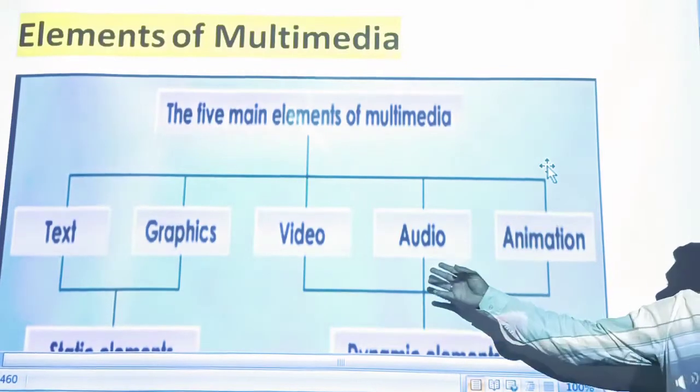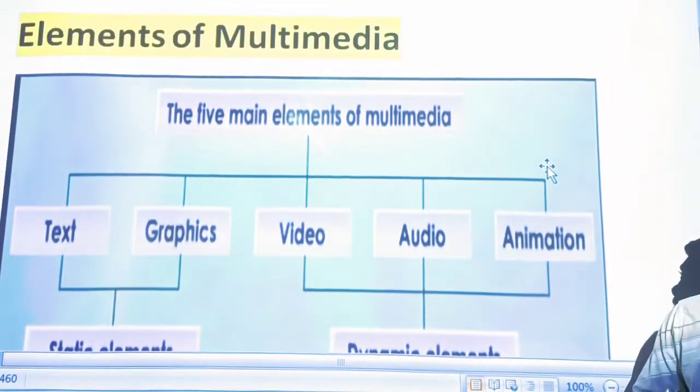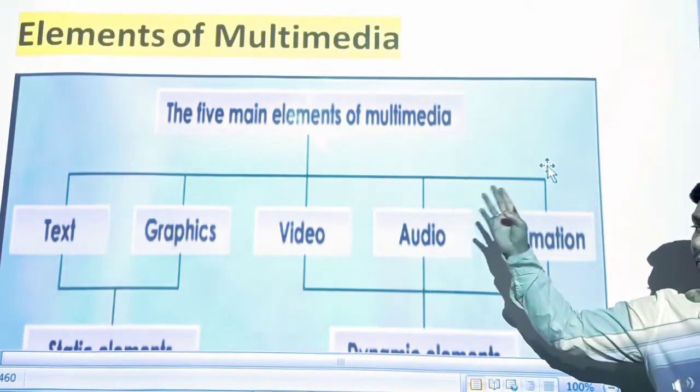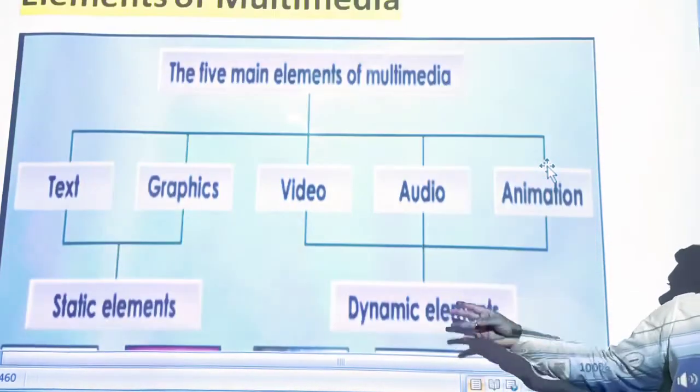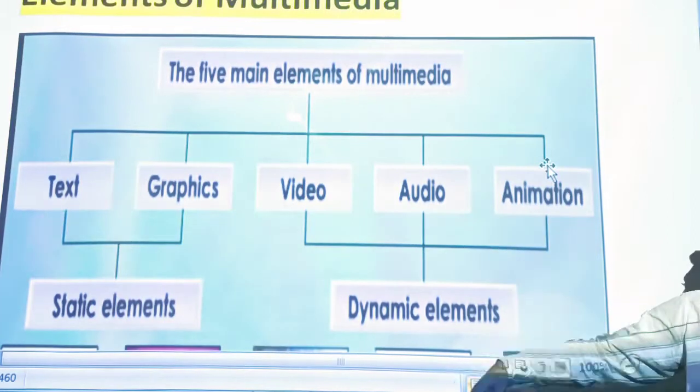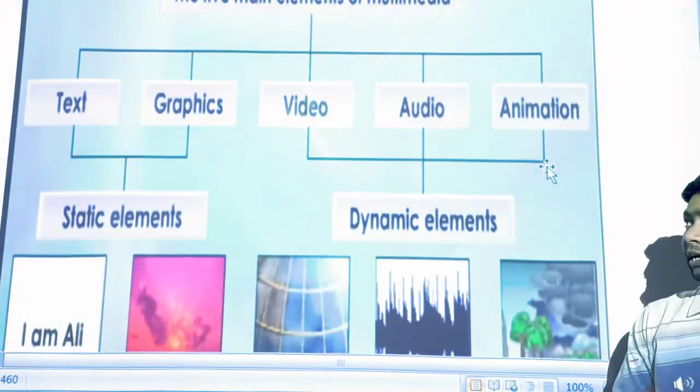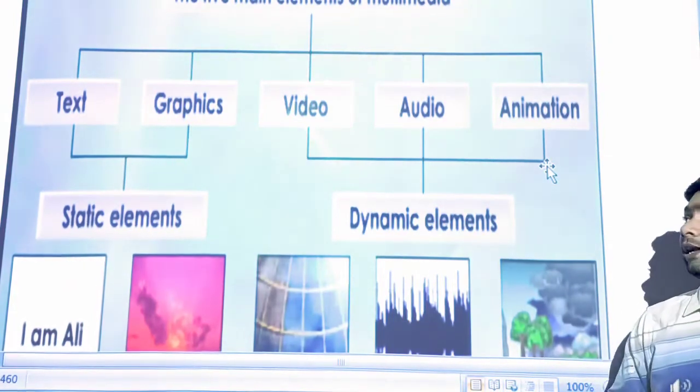Here are some of the elements of multimedia. There are basically five types of multimedia elements. The first one is static and dynamic elements. What are the static and dynamic elements?